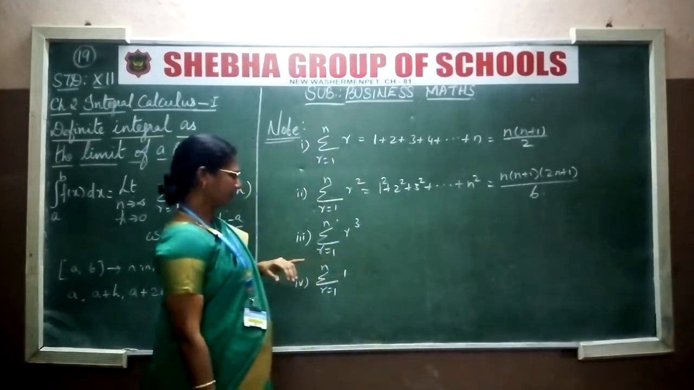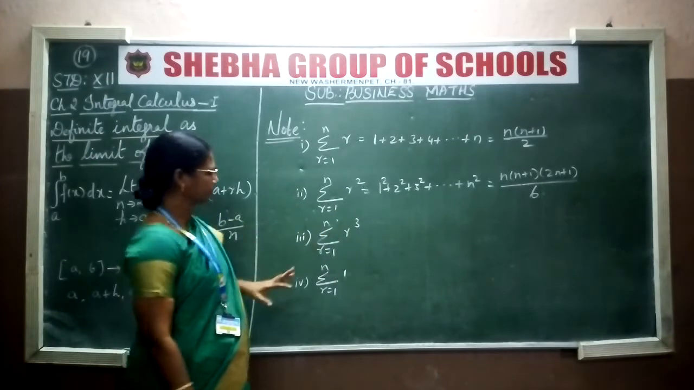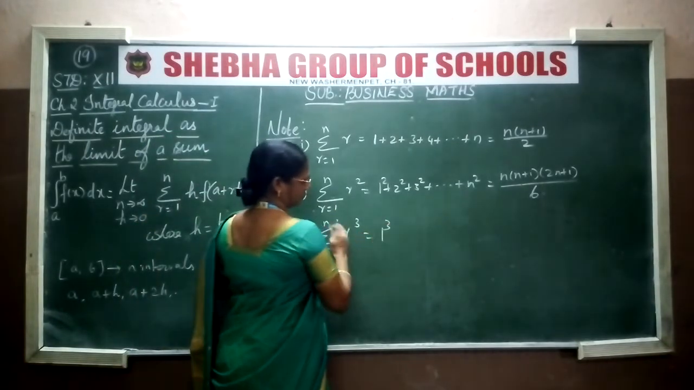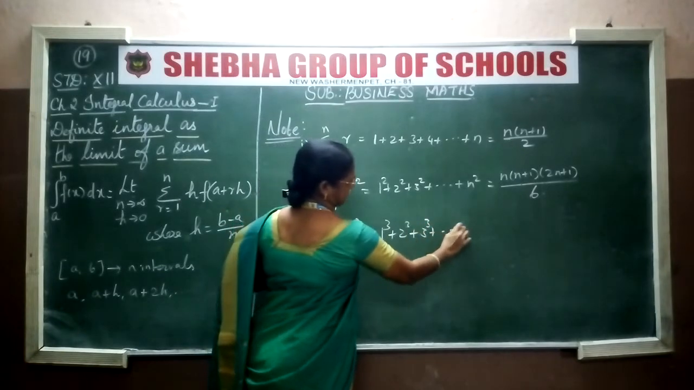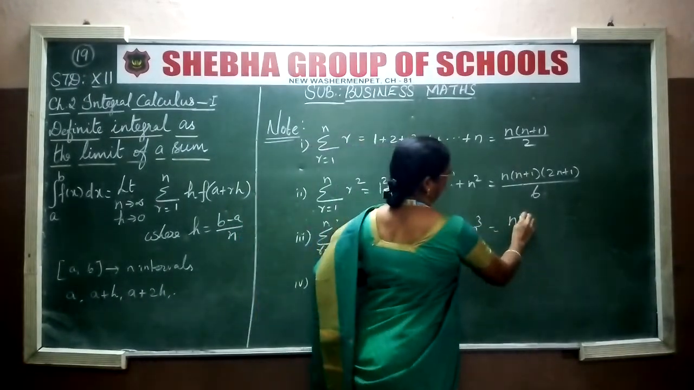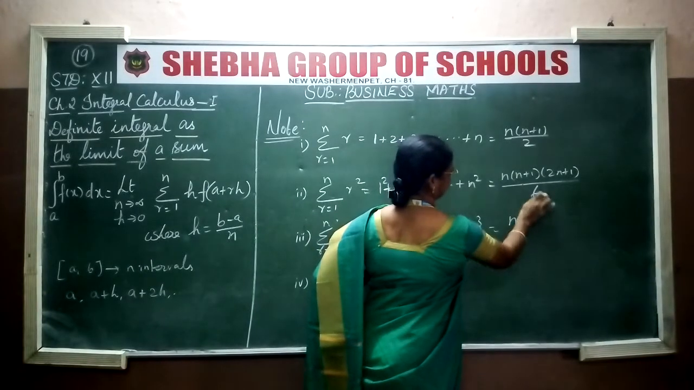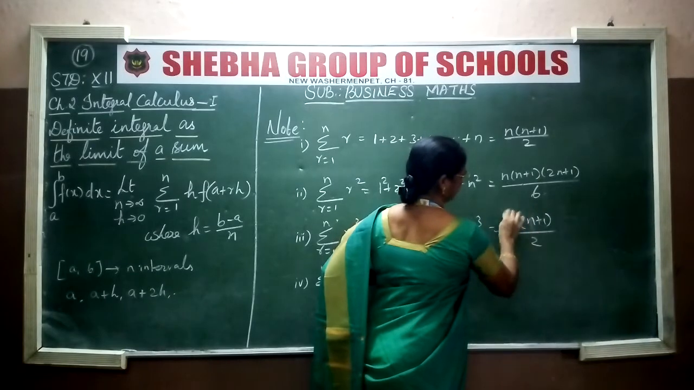The third one, sigma r equal to 1 to n r cube. That is 1 cube plus 2 cube plus 3 cube plus etc. up to n cube. And the formula for this is n into n plus 1 by 2 the whole square.